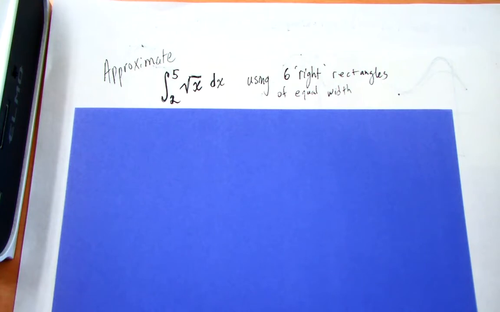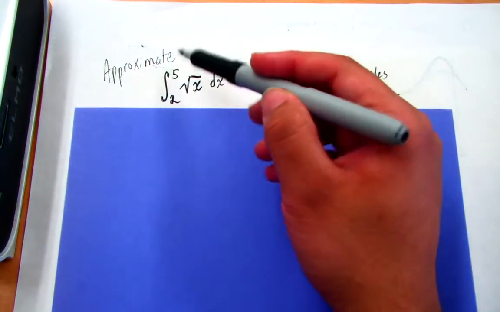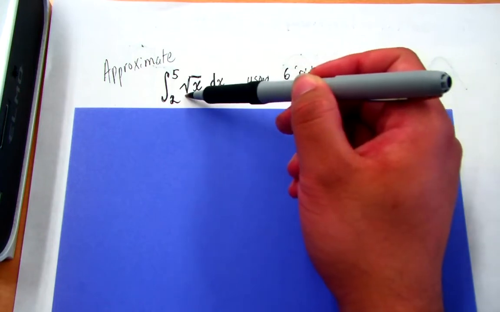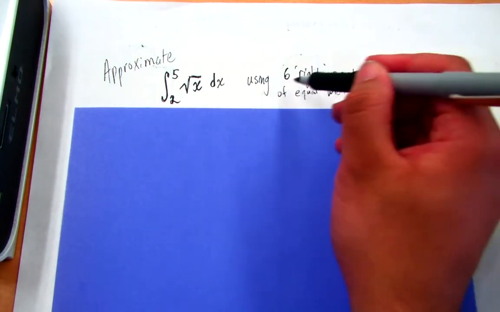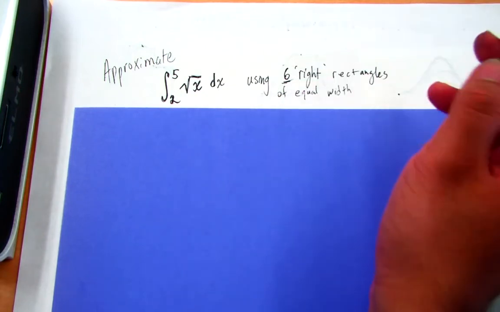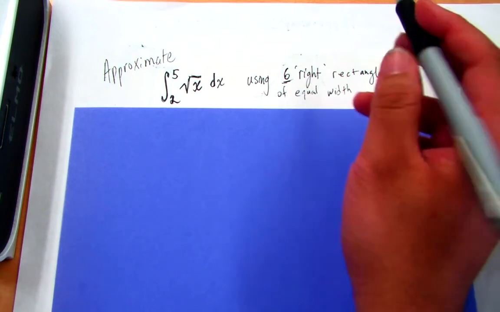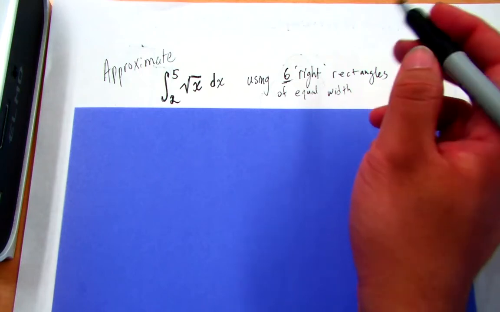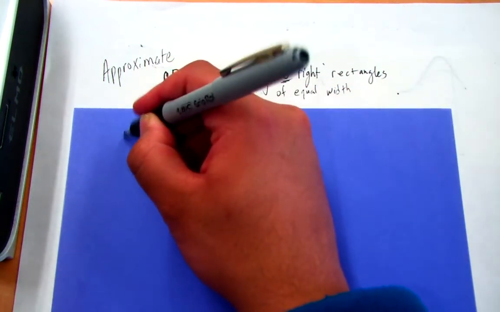So here we have an integral, the area under the curve, the integral from 2 to 5 of the square root of x dx, and our number of intervals is 6. So we're getting a fairly accurate approximation, so to speak, because we're using more rectangles than we had done by hand. So let's draw a picture first to get a sense of what's happening.